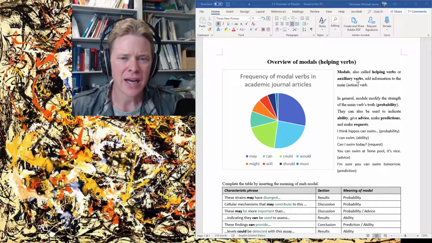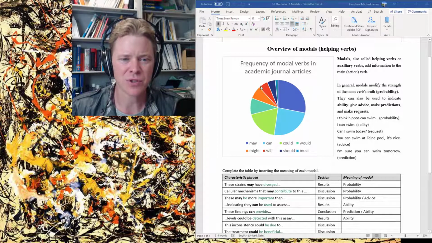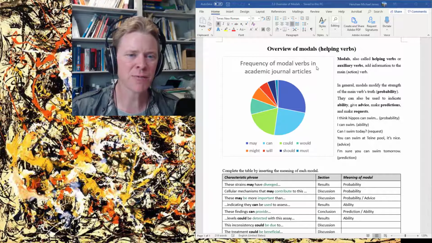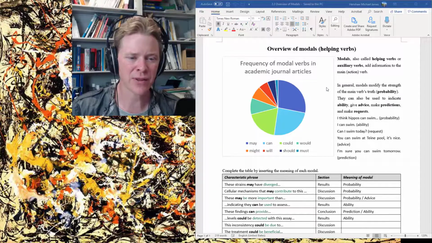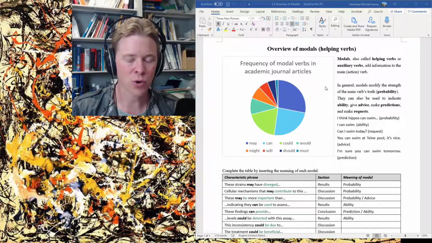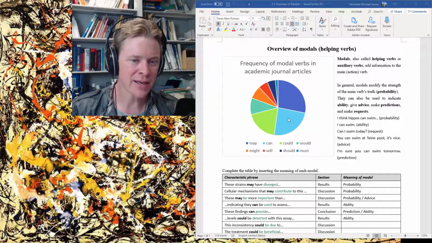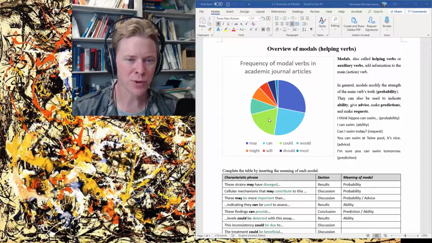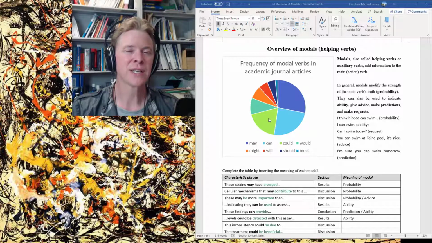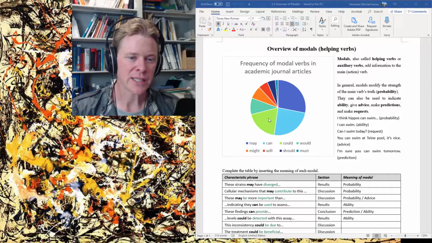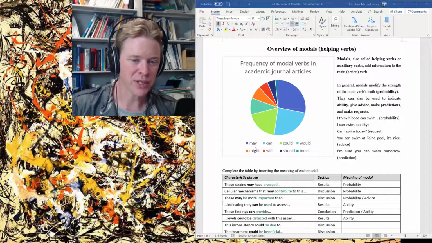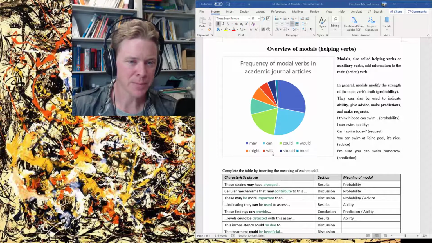So let me start by looking at this chart. This is the frequency of modal verbs in academic journals based on that One Health English corpus. And it's not a coincidence that the first and most dominant words are not strong words. May, can, and could represent more than 2/3 of all uses of modal verbs in written articles. The strongest words are least represented: must, should, and will.